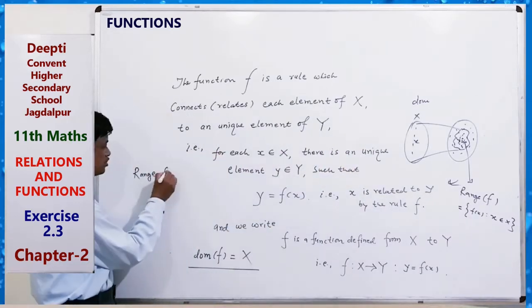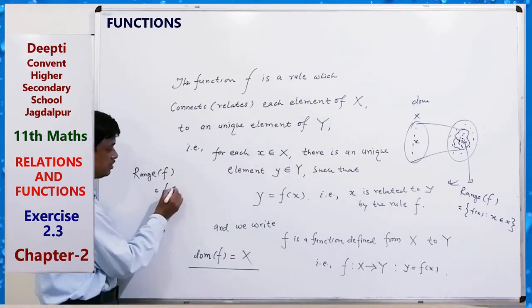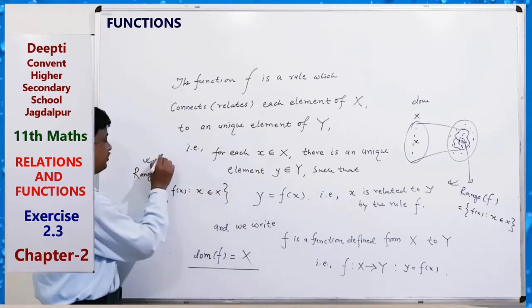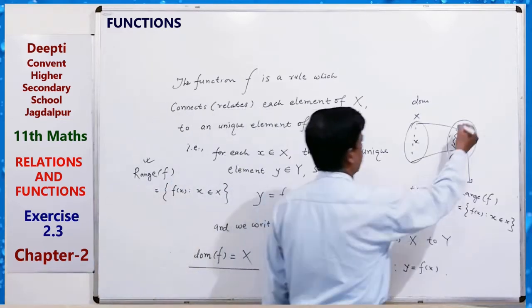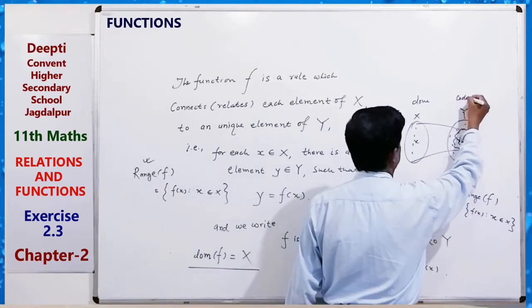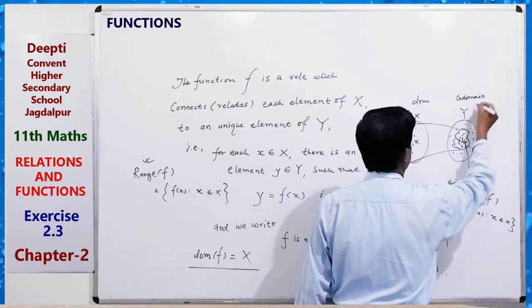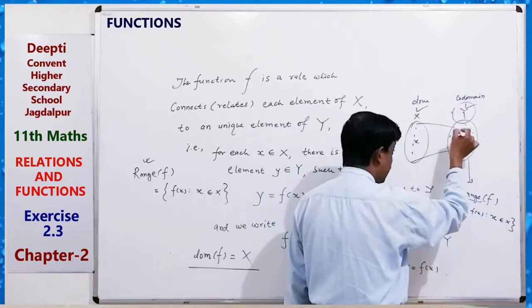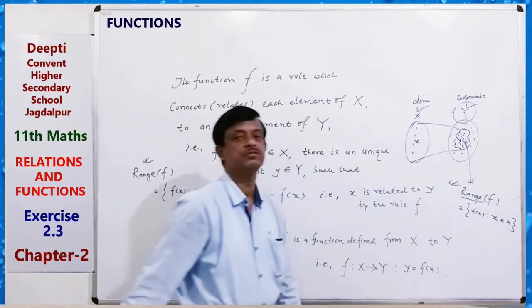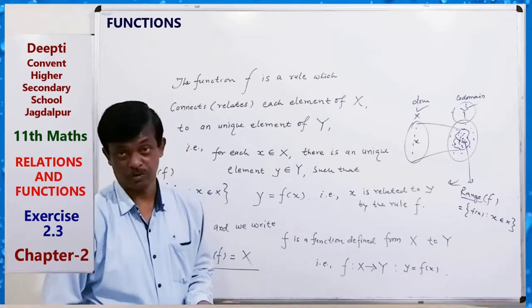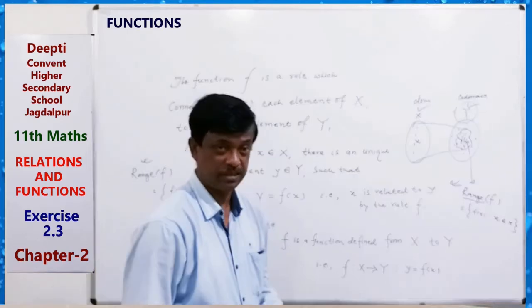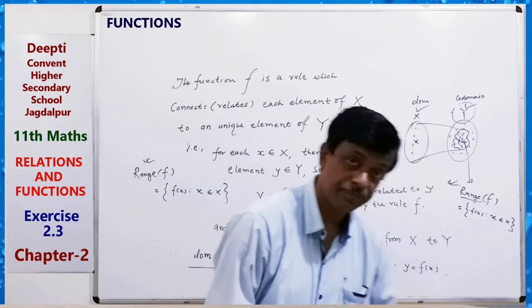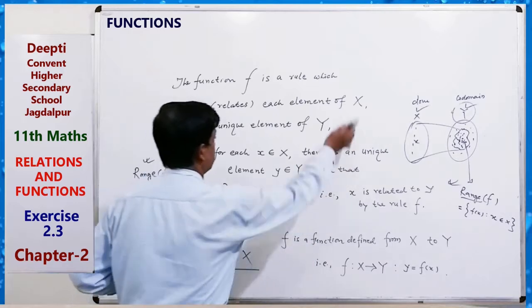Okay. So range f equals, we write what? The set of f(x) such that x belongs to X. This is range. And codomain is the complete set Y. Domain is the complete set X. Range is f(x), x belongs to X. So these are the domain, codomain, and range of a function. So this is the definition of a function, a very, very important definition. So note down this definition.